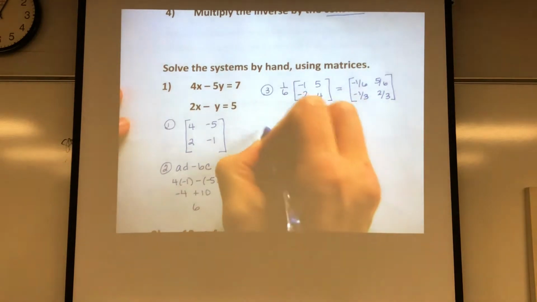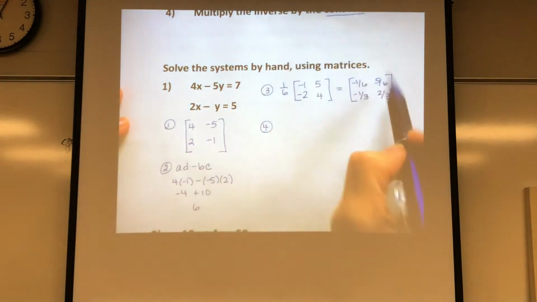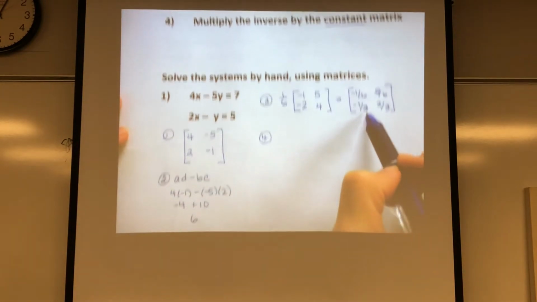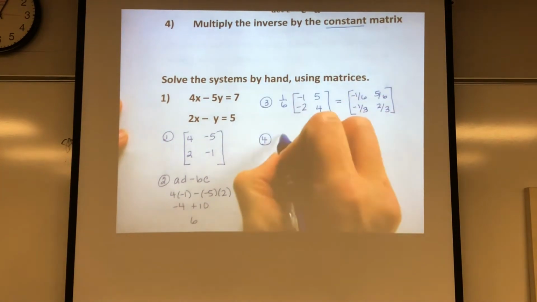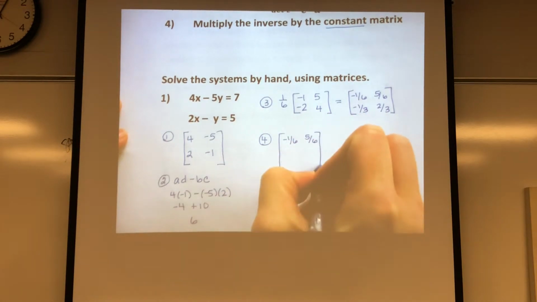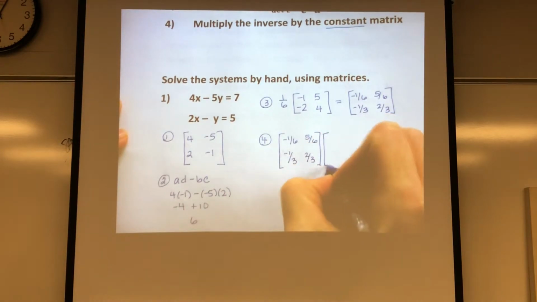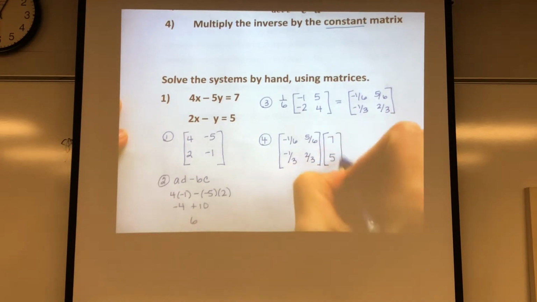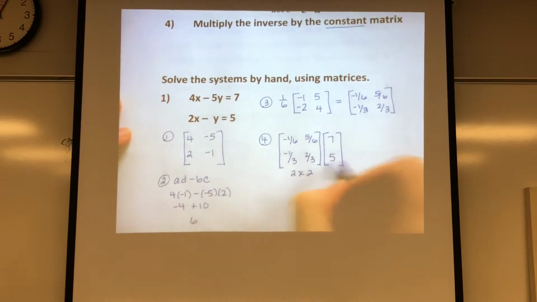So that's step 3. And then step 4, we're going to multiply the inverse, so that's what we just found here, by the constant matrix. The constant matrix is the matrix that has 7 and 5 in it. So -1/6, 5/6, this whole inverse matrix here, -1/3, 2/3. We're going to multiply that times the matrix 7, 5. Now remember what we talked about earlier, dimensions have to match. This is 2 by 2, and this one has 2 rows, 1 column. So those middle dimensions do match for us to multiply.